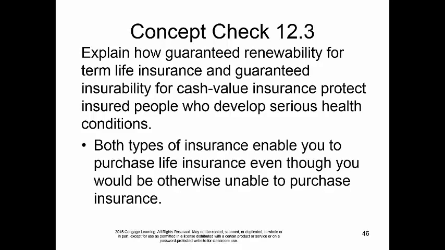Next, explain how guaranteed renewability for term life insurance and guaranteed insurability for cash value insurance protect and insure people who develop serious health conditions. Both types of insurance enable you to purchase life insurance even though you would not have otherwise been able to purchase insurance, because they cover you even though the insured has developed some medical condition that would otherwise make them uninsurable.